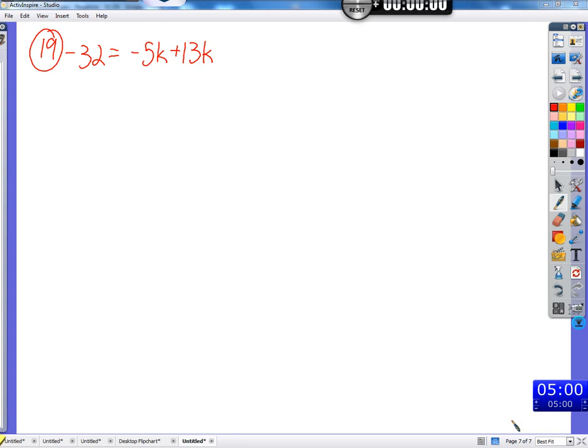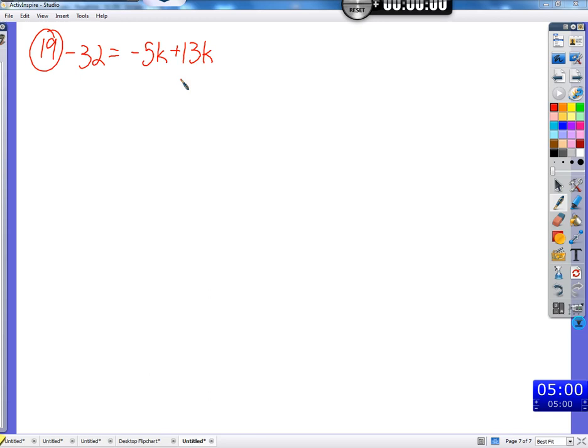You might be tempted to do something like, I see there's 13k here, and usually, let's say I had 13k minus something else, then I might add that thing to both sides, right? So I might add 5k to both sides. Or maybe I see negative 5k is having 13k added to it, so maybe subtract 13k from both sides, right? Try to get that k by itself. But keep in mind that what we're trying to do is isolate the variable, okay? Another way to say that is to get one of those, 1k or 1x, whatever the variable is, on one side by itself.